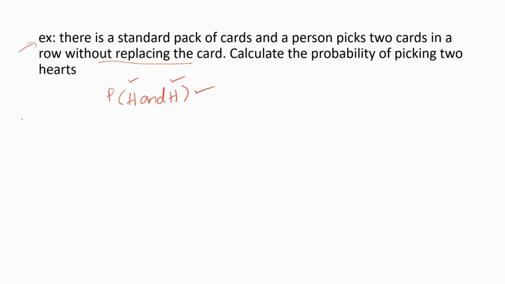So let's calculate them. First pick. So when the person is picking for the first time, there are 52 cards. And how many hearts in a pack? There are 13 hearts. So this is the probability of picking a heart in the first pick. So first heart equals 13 over 52. We can simplify this to 1 over 4. Now let's calculate the second pick.